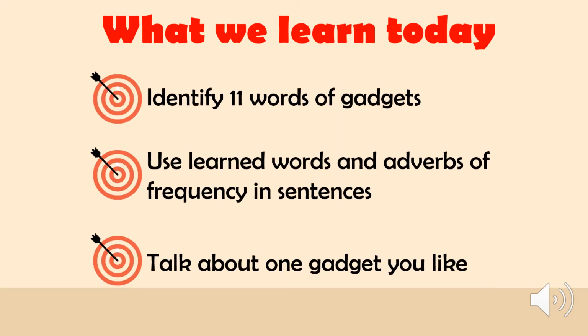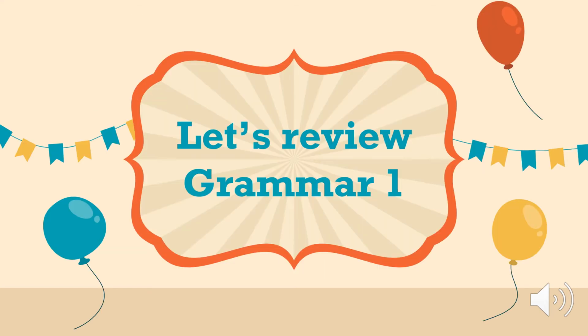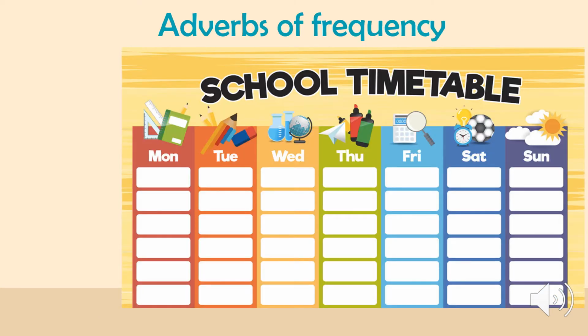So, we have finished the first objective of today's lesson: identify 11 words about gadgets. Gadgets means technology, okay? So, let's move on to the second objective. Let's review grammar 1. Do you remember grammar 1? Yes, it is about adverbs of frequency.